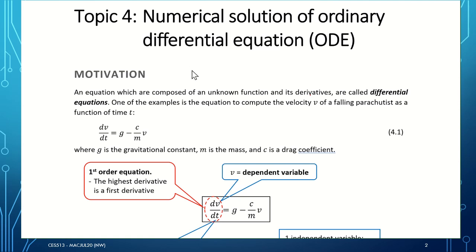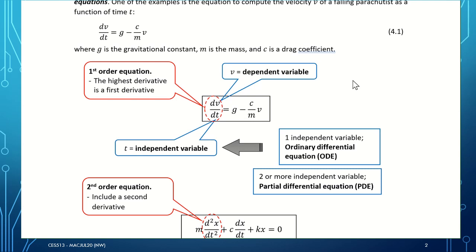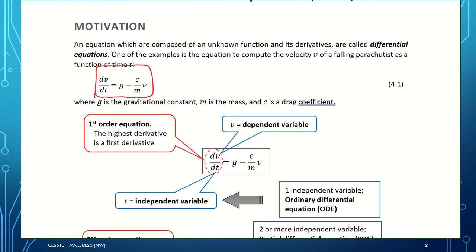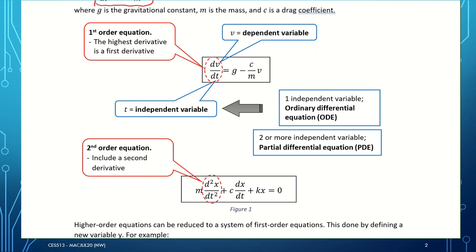We can see here, this is called a differential equation when we have an unknown, which is v, and its derivative. This equation is called a first order equation because the highest derivative that we have is the first derivative. If you have a second derivative in the equation, then we consider it a second order equation. Here v is the dependent variable, while t is the independent variable.